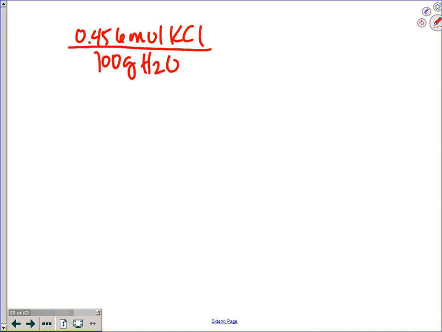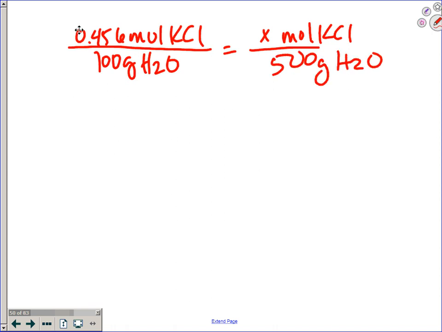So Austin, tell me how you set that up. I put the relationship, which was 0.456 moles over 100 grams of water. And then another portion, which was just moles of KCl over 500 grams. Okay, so I'm okay with proportions to an extent, but this is one where it would be very appropriate. And then multiply 5 times 4.6. So basically cross multiply and divide. So everybody right now solve for x. This is the kind of work I would expect.